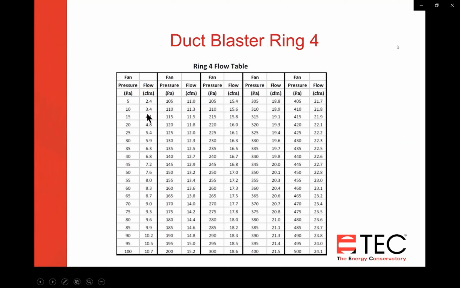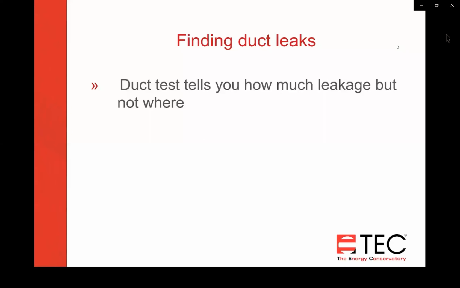If you're using a DG1000 that has the option of ring 4, you do it like any other test, but this is a little different if you're using the DG700. You're connecting the red tube directly to that tap. It's reading the pressure across that hole, and then you convert the pressure across that hole to flow based on that chart. Finding duct leaks.